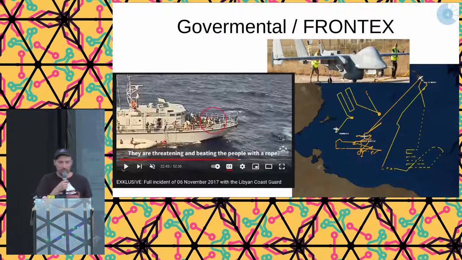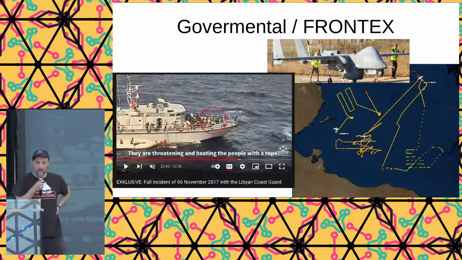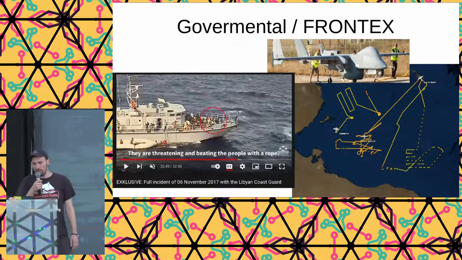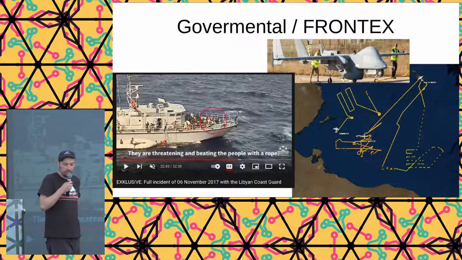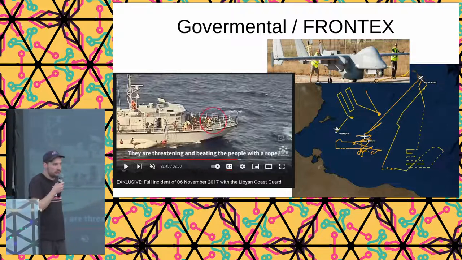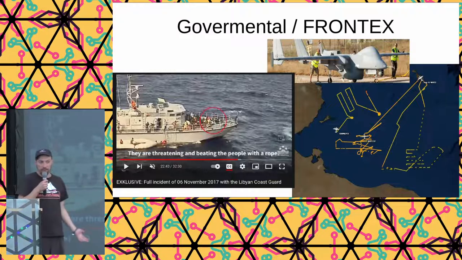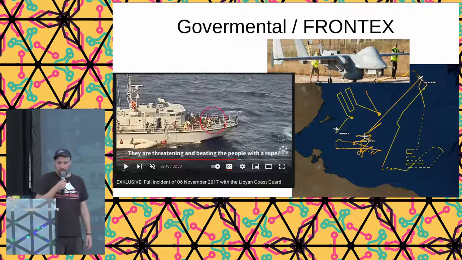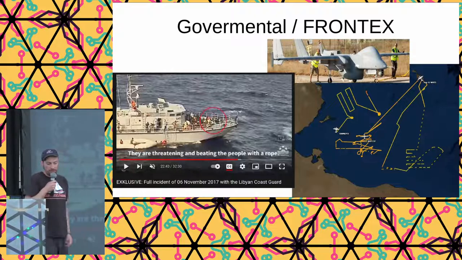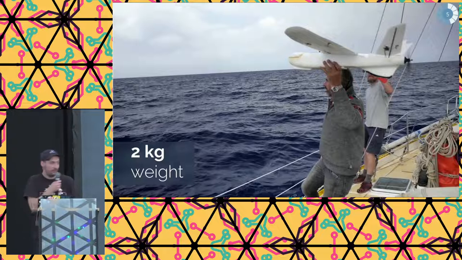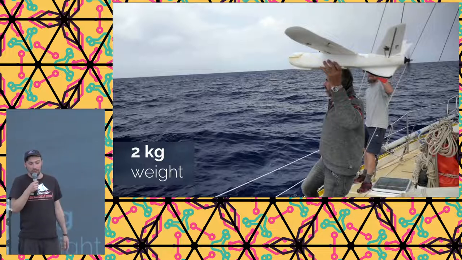But it's not only the NGOs who try to find the people, it's also governmental actors like Frontex. And they also use drones. You can see them up here. They are way bigger than the ones we have. They fly around in these kinds of patterns over the sea and search for people. If they find them, they tell the Libyan Coast Guard, who catch these people and bring them back to Libya, which is not legal by international law, but they do it anyway. And when they catch them, they don't treat them very humanely. You can see here that they basically beat them with ropes and stuff. But we, as this group of drone enthusiasts, programmers and mechanical engineers, try to build these drones.